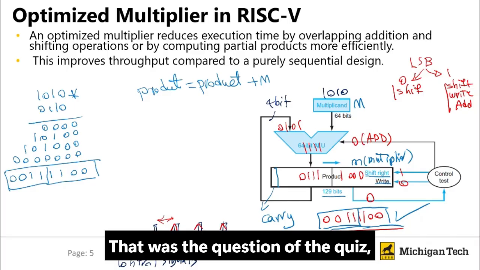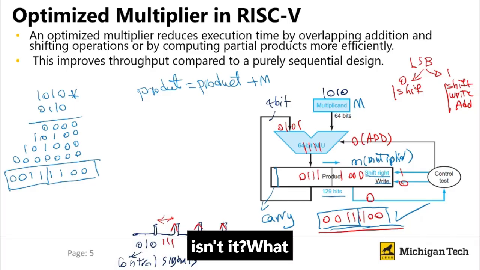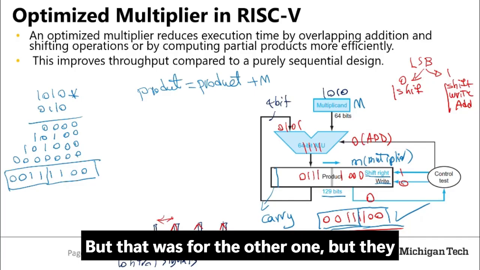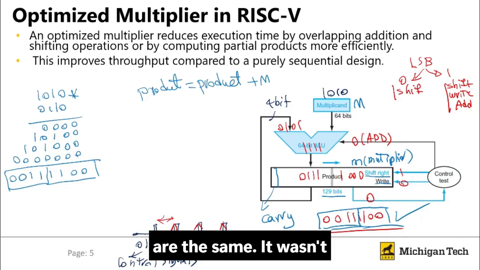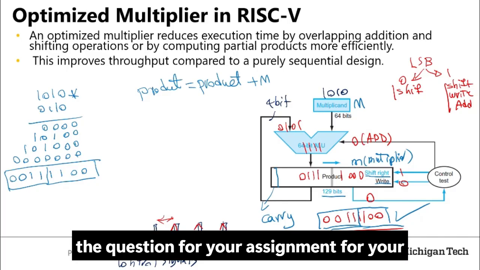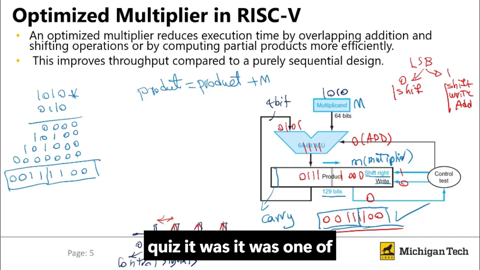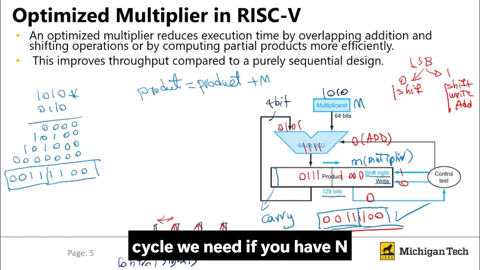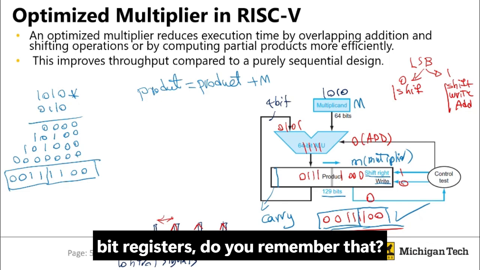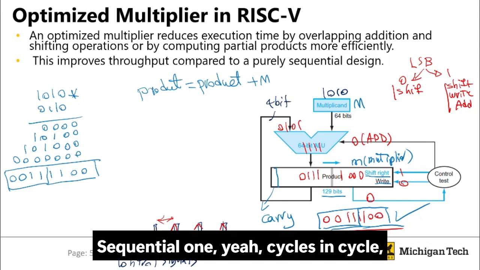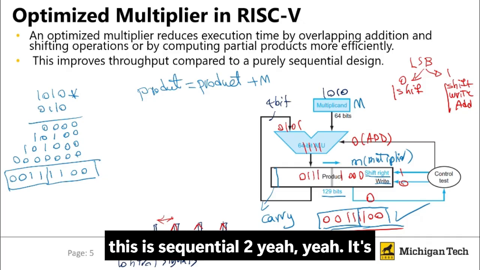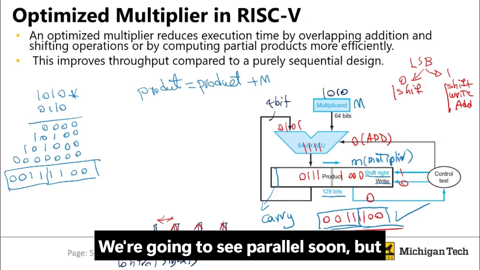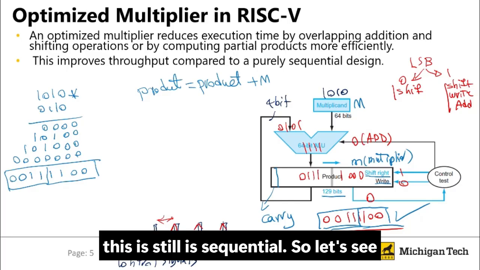That was the question of the quiz, isn't it? What did you answer? That was for the other one, but they are the same. It was one of the questions on your quiz. I asked how many cycles we need if we have n-bit registers. For the sequential one, it was n cycles. Yes, sorry, we need n cycles. This is sequential too. We didn't do parallel. We're going to see parallel soon, but this is still sequential.